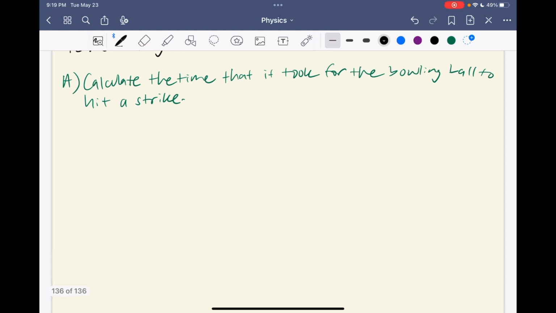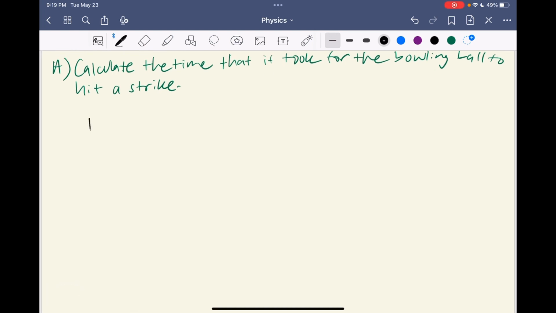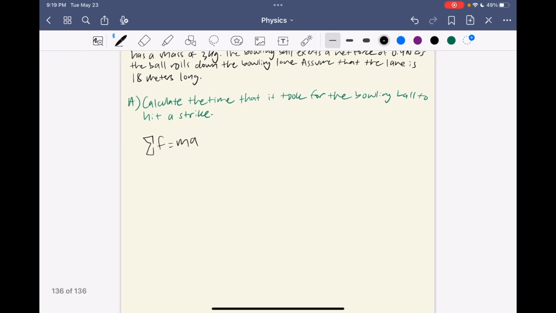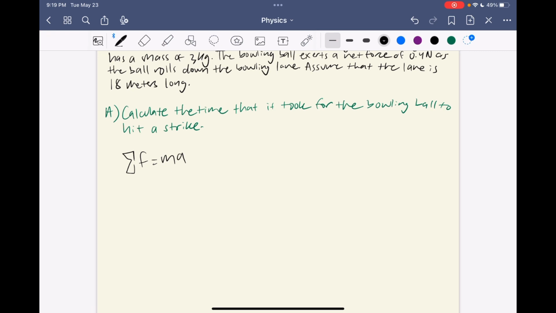So first we can rely on Newton's second law, which is net force equals m times a. We're given that the net force of the bowling ball is 0.4 and the mass of the bowling ball is 3. Now we want to isolate for a to find the acceleration of the bowling ball. So 0.4 divided by 3 is 0.133 meters per second squared. So that is the acceleration of the bowling ball.